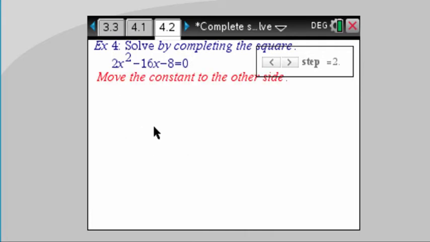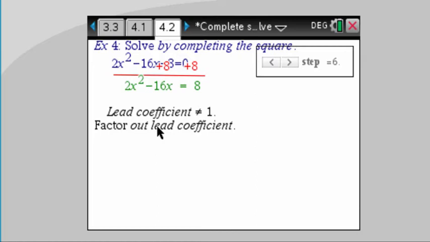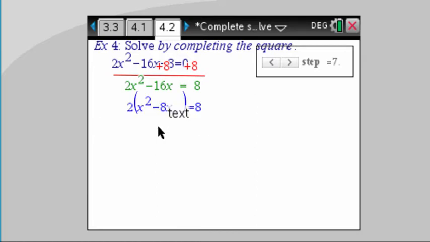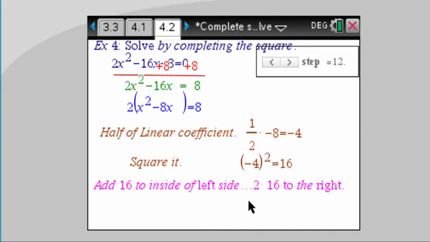Move the constant to the other side. Whoops. Lead coefficient is not 1. Factor it out. Now take half of the linear. So you're not taking half of 16, you're taking half of 8. Half of -8. Square it. Add 16 to the inside of the left, but 2 times 16 to the right.